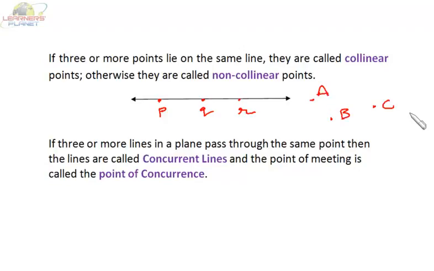The line which matches A and B is not the same line which is matching A and C. Now if three or more lines in a plane pass through the same point, then the lines are called concurrent lines, and the point of meeting is called the point of concurrence. We see over here, these three lines are passing through the same point, that is O. So these three lines are known as concurrent lines, and point O is known as the point of concurrence.